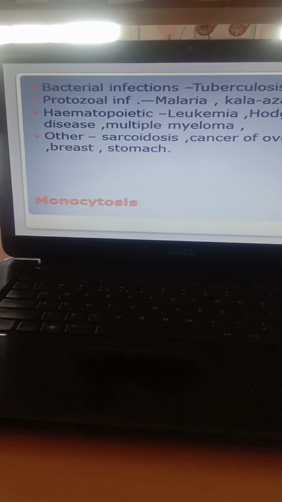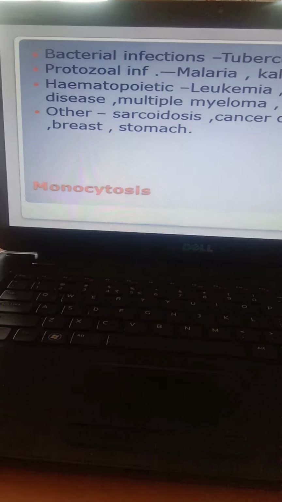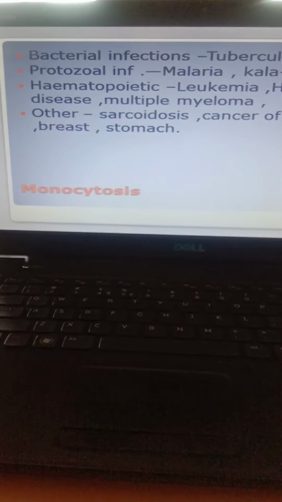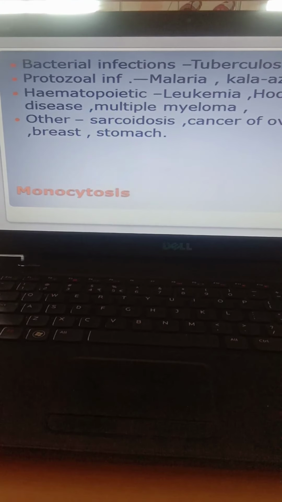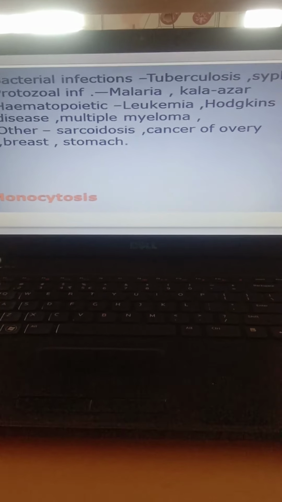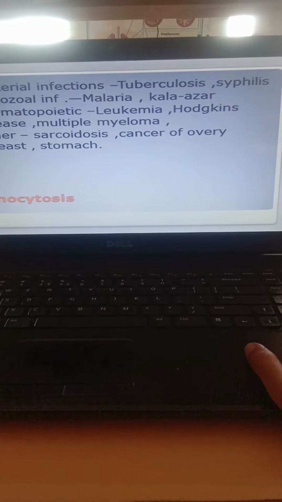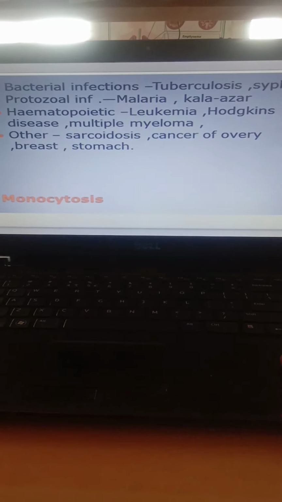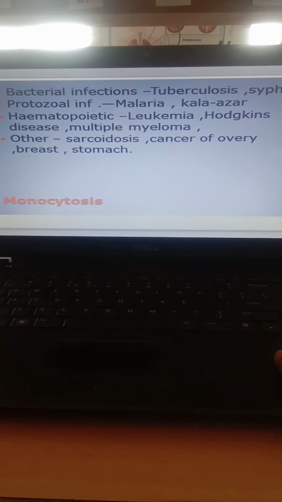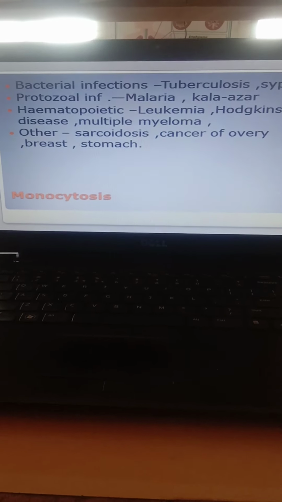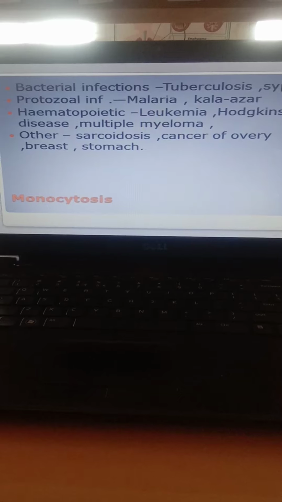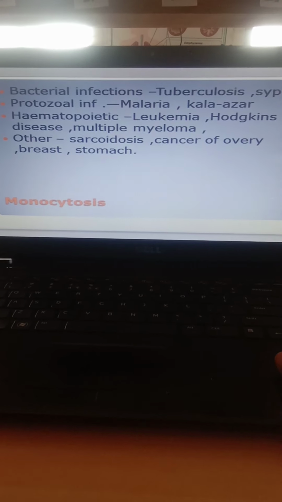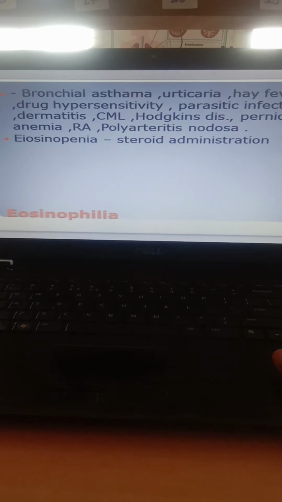Now the third entity is monocytes. Monocytosis is an increase in the amount of monocytes: certain bacterial infections like tuberculosis and syphilis, protozoal infections like malaria and kala azar, hemopoietic conditions like leukemia, Hodgkin's disease and multiple myeloma, and other conditions like sarcoidosis, cancer of the ovary, cancer of the breast and cancer of the stomach.